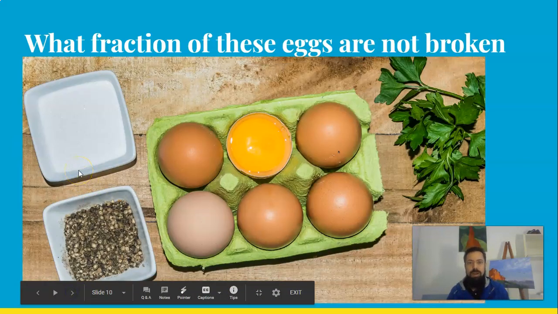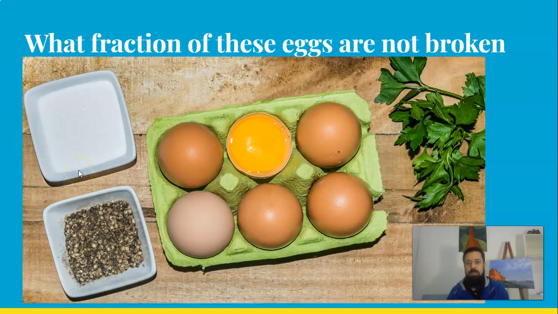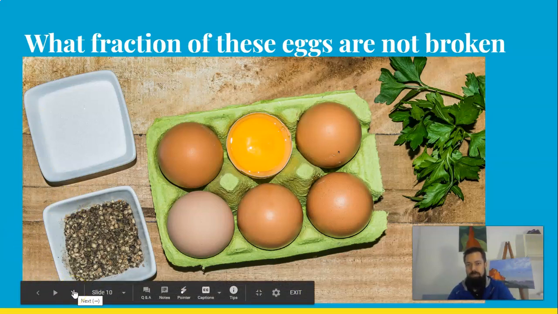Staying with eggs, what fraction of these eggs is not broken? Well, one of them is broken, but we're looking at how many are not broken. So there are 5 that are not broken. There are 6 altogether. So 5/6.